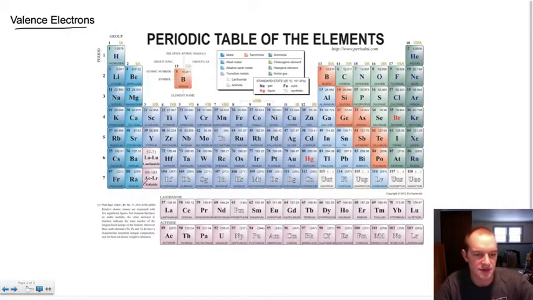Group 2 elements have 2 valence electrons. Group 2A elements have 2 valence electrons. We skip over the transition metals again because we talked about how they have their own special set of rules associated with them. Group 3 elements have 3 valence electrons. Group 4 elements have 4 valence electrons. Group 5 elements have 5 valence electrons. 6A have 6, 7A have 7, and 8A have 8 valence electrons.